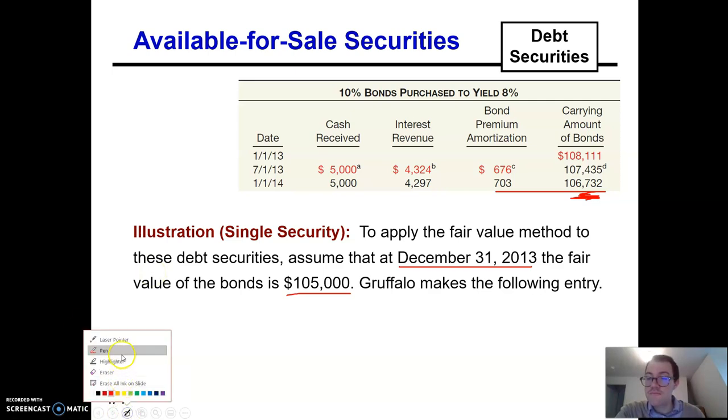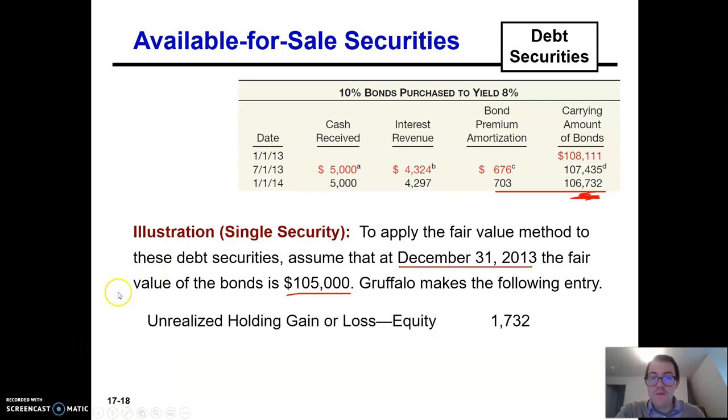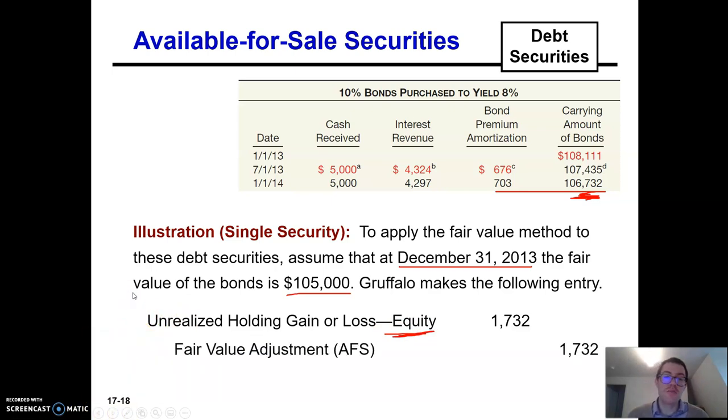What are you going to do? Well, here's what you're going to do. You're going to debit this account, unrealized holding gain or loss, hyphen equity. It's very important. Hyphen equity. Don't forget that. All right. That's a loss account. It's going to hit other comprehensive income. And you're going to credit this fair value adjustment, parentheses, available for sale, for the difference. You see that difference, right?